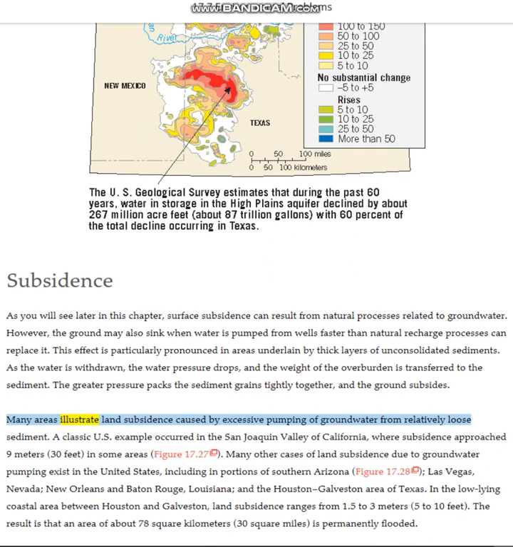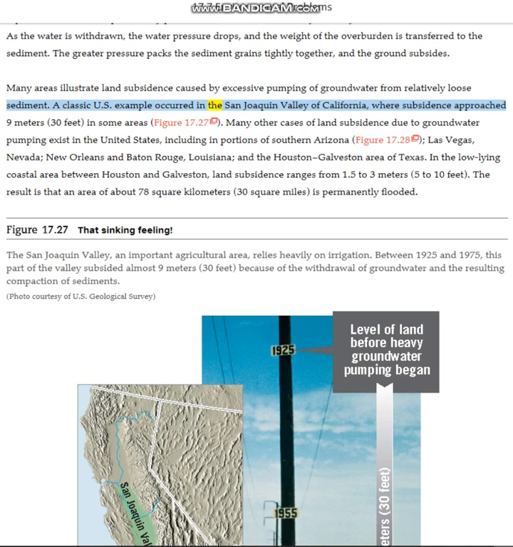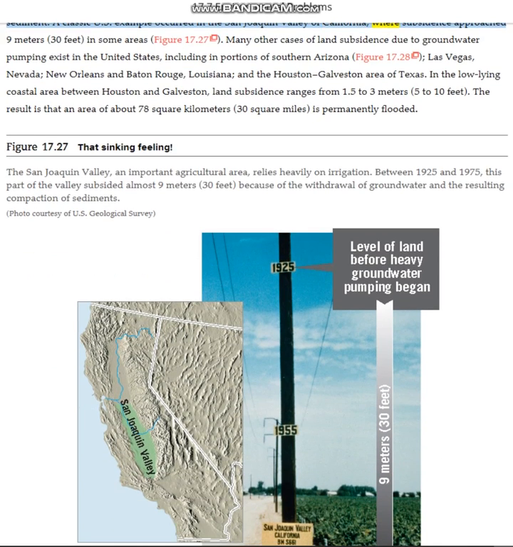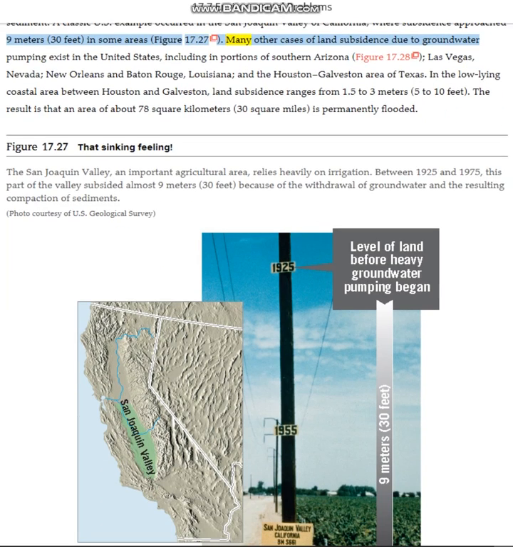Many areas illustrate land subsidence caused by excessive pumping of groundwater from relatively loose sediment. A classic U.S. example occurred in the San Joaquin Valley of California, where subsidence approached 9 meters, 30 feet, in some areas, figure 17.27. Many other cases of land subsidence due to groundwater pumping exist in the United States, including in portions of southern Arizona, figure 17.28, Las Vegas, Nevada, New Orleans and Baton Rouge, Louisiana, and the Houston, Galveston area of Texas.